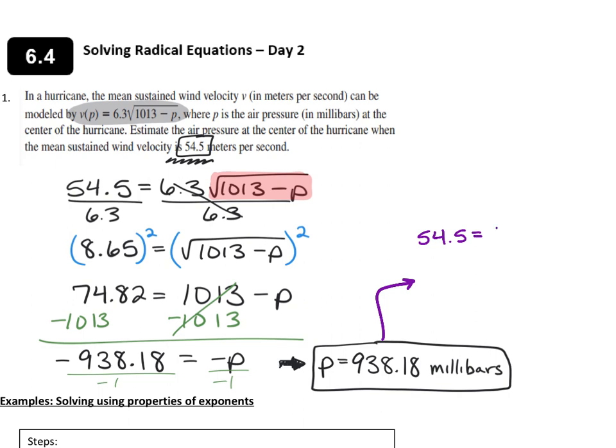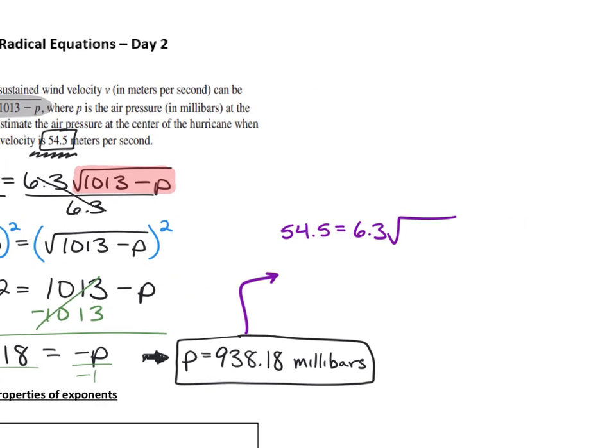We're just going to check and see if when we plug in 938.18 millibars into the problem, we get 54.5. Now I will tell you, we rounded these numbers, right? We had to round them. So when we plug it back in, it's going to be minutely wrong. It's not going to be 54.5. It might be like 54.3 or 54.2. That's going to be okay because we rounded this real world number.